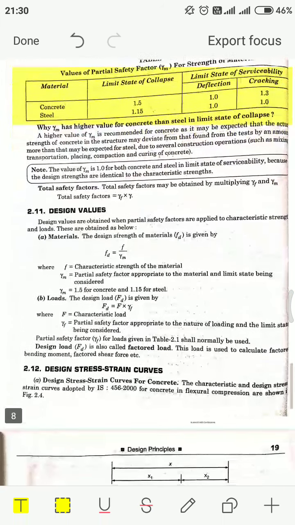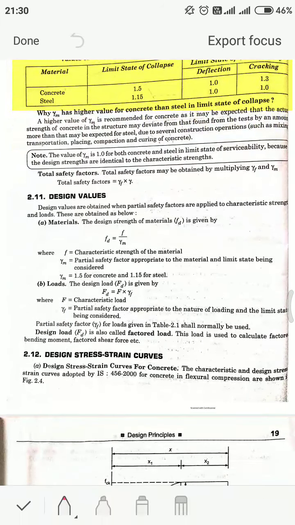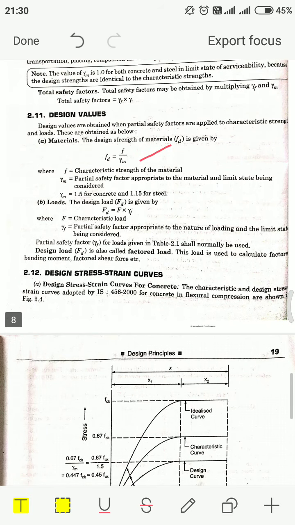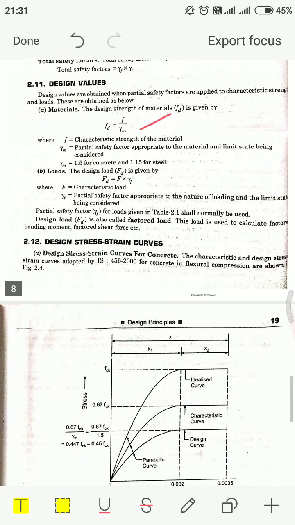And the next one is the design values. The design values are obtained when the partial safety factors are applied to the characteristic strength and the loads. These are obtained as below. The design strength of the material Fd is equal to F upon gamma m, where F is the characteristic strength of the material and gamma m is the partial safety factor, which we take as 1.5 for concrete and 1.15 for steel. Loads: the design load Fd is given by gamma f into F, where F is the characteristic load and gamma f is the partial safety factor.